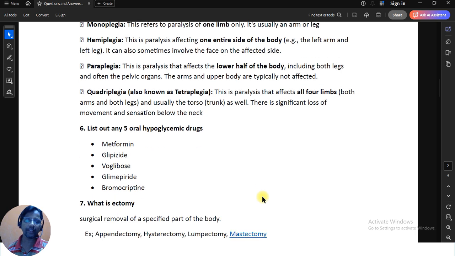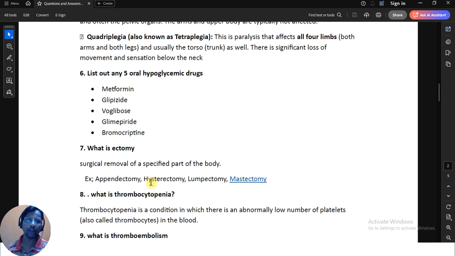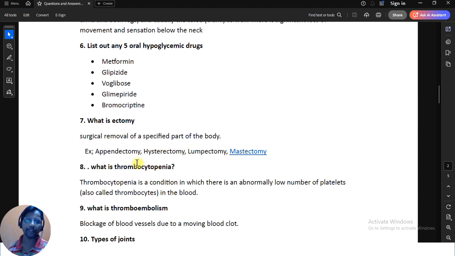Next one is list out any 5 oral hypoglycemic drugs: metformin, glipizide, voglibose, glimepiride, bromocriptine, and Januvia. And sitagliptin. Januvia is one type of hypoglycemic drug which we most often use for diabetes control. What is ectomy? This is simple. Ectomy means removal of a specified part of the body. For example, appendectomy is removal of the appendix.